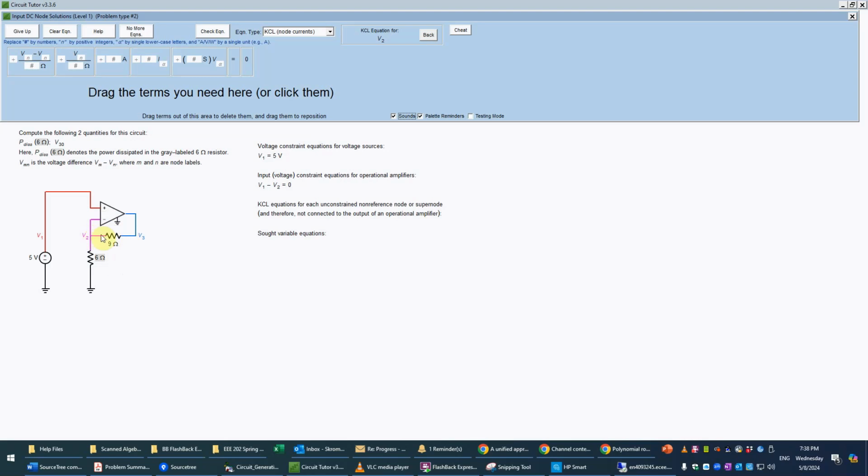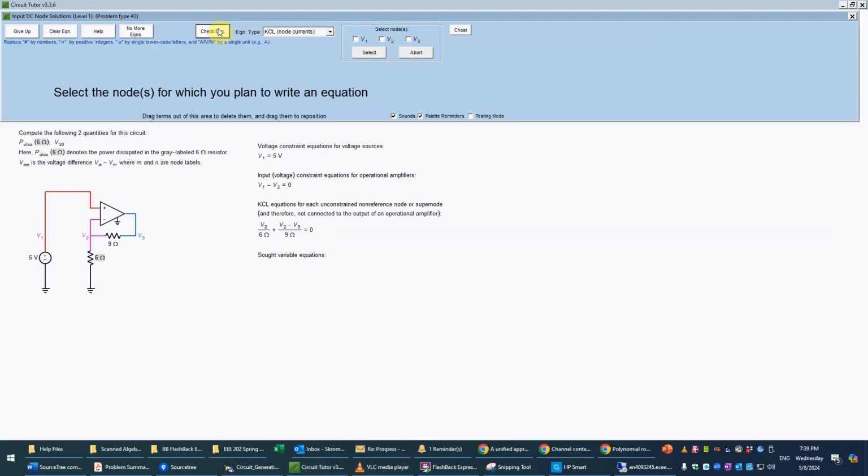So we want the current out through the 9 ohm and out through the 6 ohm, for example, or we could go in if you prefer. So going out through the 6 ohm, that's just V2 divided by the 6 ohms. And then going out through the 9 ohm is a difference of voltages divided by the 9 ohms. And that will have to sum to 0. So we just click those terms. And so we'll just fill in the blanks now. V2 divided by 6. And here we have V2 minus V3 divided by the 9. And that represents, again, the current going this way. And this represents the current going this way. So we'll check that equation, and that is correct.